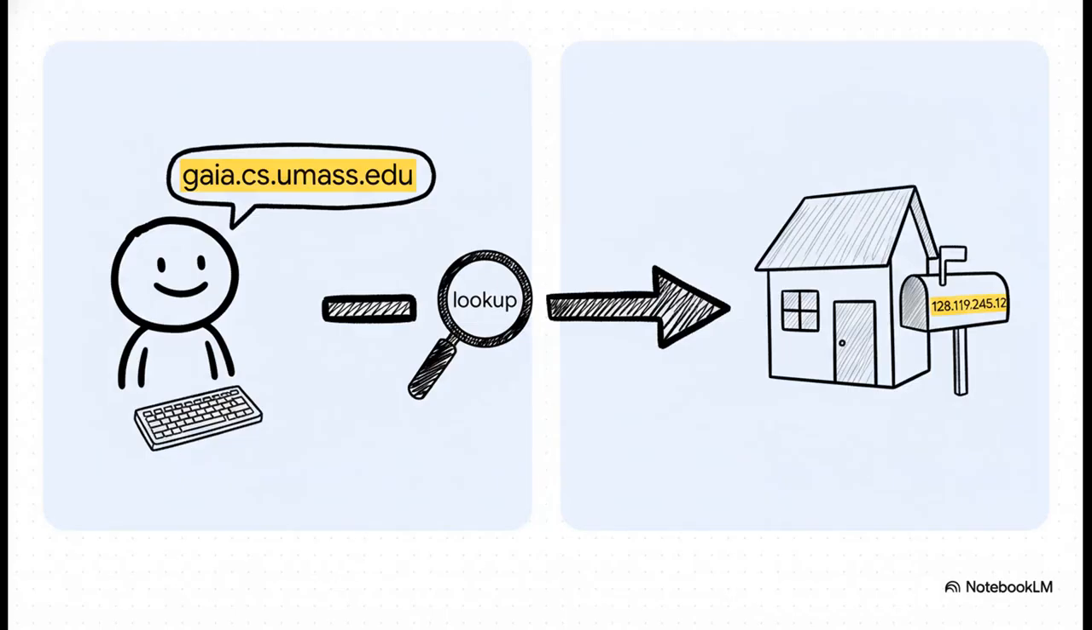Think of it this way. It's exactly like a mailing address. The host name, like gaia.cs.umass.edu, that's like the person's name. But the IP address, that long string of numbers, that's their actual street address, city, and zip code. You might remember your friend's name, but the postal service, they need the address to actually deliver the package.